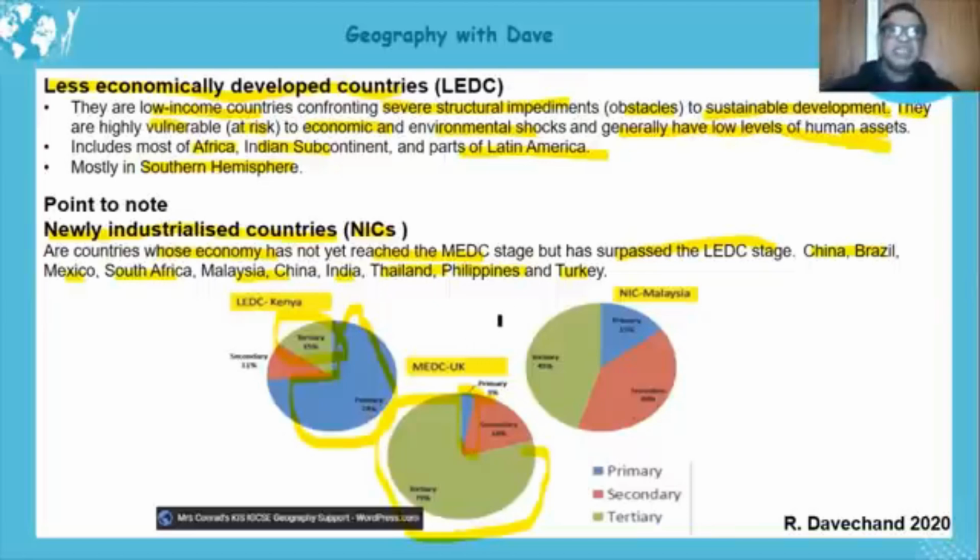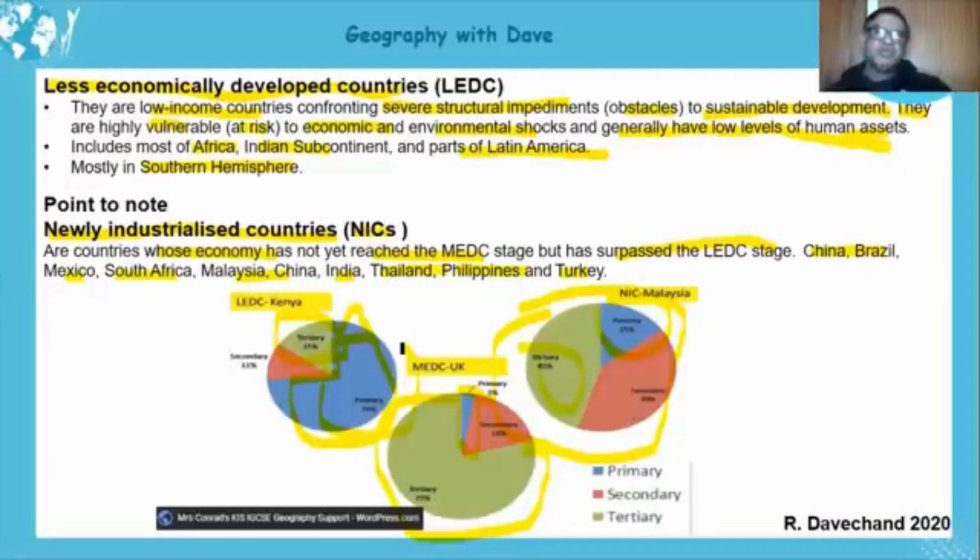But let's take Malaysia. Is Malaysia the same as this? No. Tertiary activities is 45%. Here it's 15. Primary activities is 15%. Here it's 74. So Malaysia is not like Kenya. On the other hand, tertiary is 45, UK is 79. Primary is 15, UK is 3. So they're not at the more economically developed level. They're sort of in between, heading towards the MEDCs. And this is what we call the newly industrialized countries.